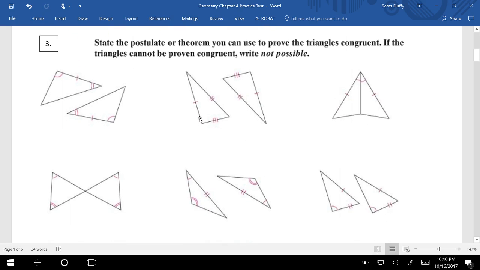State the postulate or theorem you could use to prove the triangles congruent. If the triangles cannot be proven congruent, write not possible. So right here we have an angle, a side, and an angle. Angle, side, angle. That works. Right here we have 3 sides corresponding to 3 more sides over there. So side, side, side. Right here I have a side, pairs, angles, and then they share a side. So that would be side, angle, side.